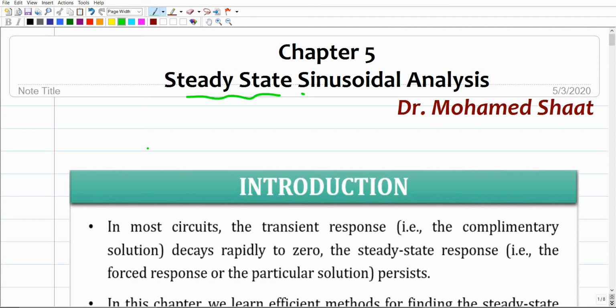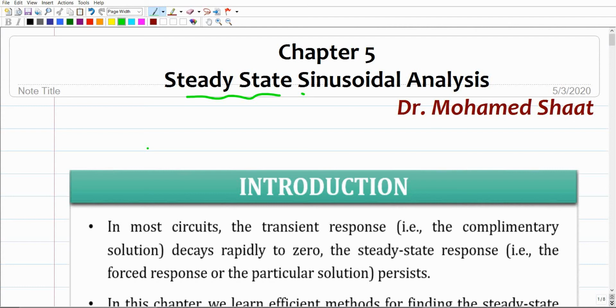So to avoid these difficulties, and as long as we are interested more in the steady state, which is the dominant behavior of the current or the voltage within the electrical circuit, we do have other approaches, other mathematical methods to analyze the steady state behavior of the current in the electrical circuit. And this is what we're going to focus on within this chapter 5.